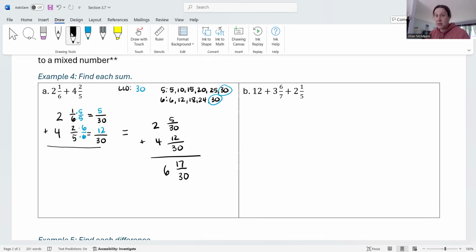We're good here. 17 is prime. It's not a factor of 30. So this right here is our final answer. Okay? Now for part B, let's look at part B.